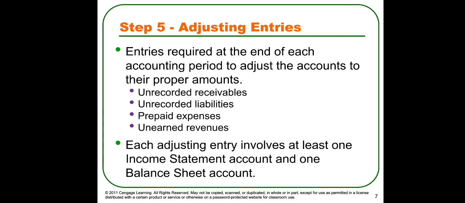Each adjusting entry involves at least one income statement account and one balance sheet account. So see here, at least one income statement account. There are 2 income statement accounts, revenue and expenses. So when you do an adjusting entry, it involves at least one income statement account and one balance sheet account.